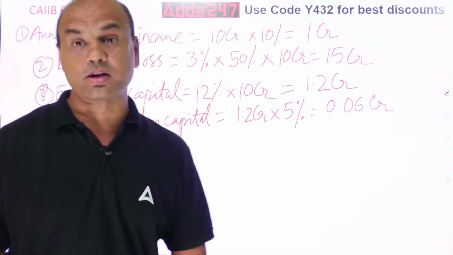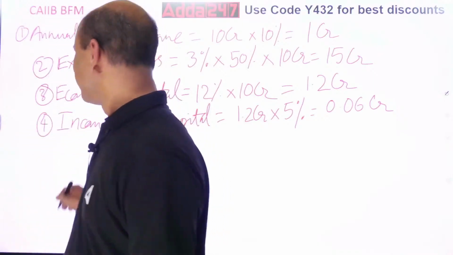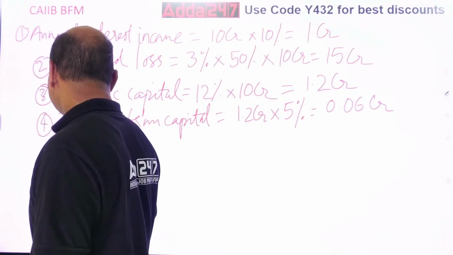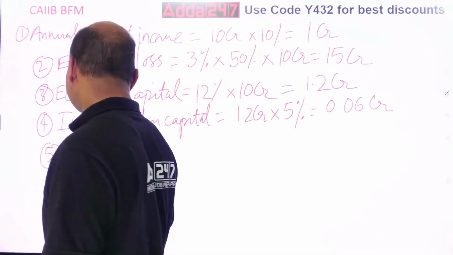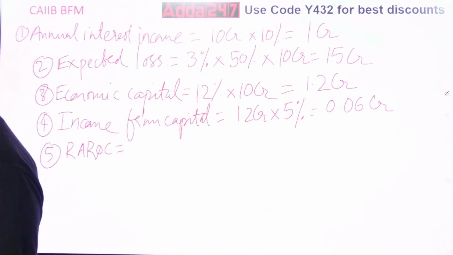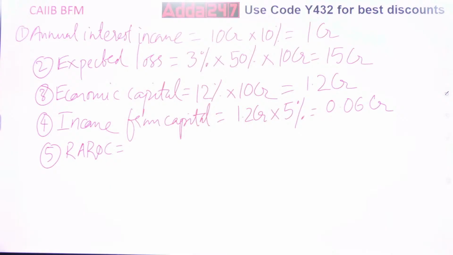Now we come to the last step, and that last step is REROC. 5th step is REROC. Remember, 5 marks for this. So REROC equals to this. You will not get it in any of the books. What is the formula for REROC? Total interest income minus, what am I getting? Anything over here? Yeah. Operating expenses are given, 10 lakhs.